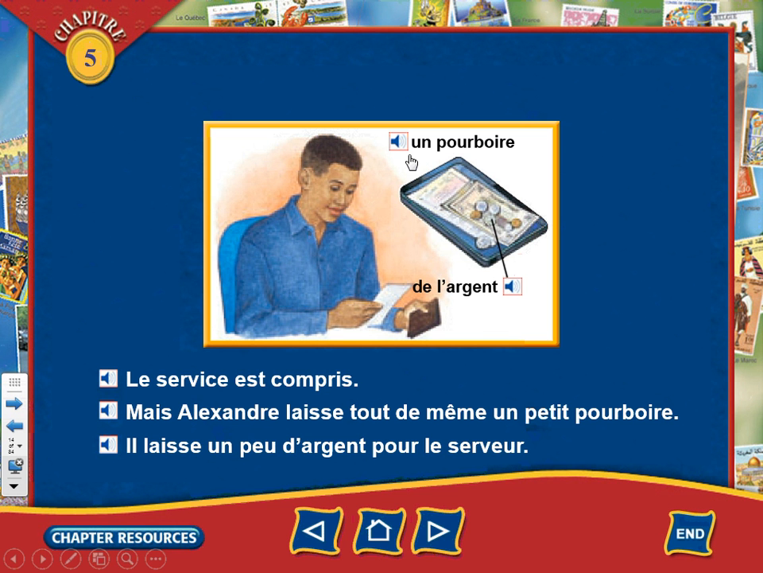All right, so un pourboire is a tip. De l'argent is some money. Le service est compris. The tip is included. Mais Alexandre laisse tout de même un petit pourboire. But Alexandre leaves a small tip anyway. Il laisse un peu d'argent pour le serveur. He leaves a little money for the server.